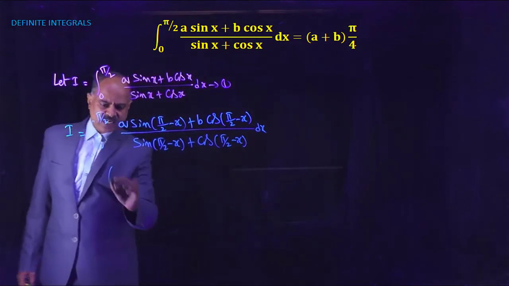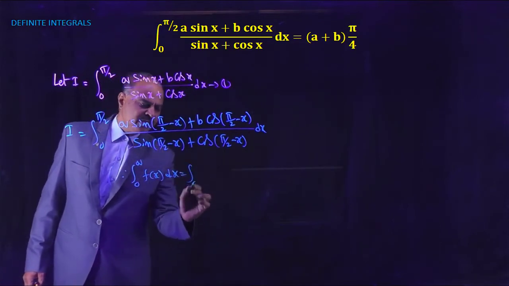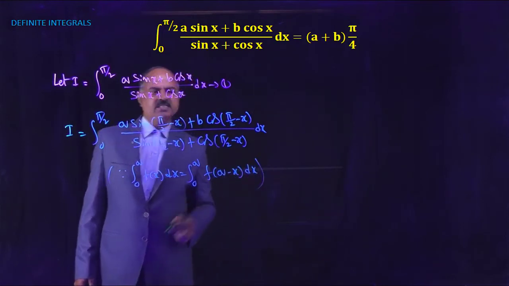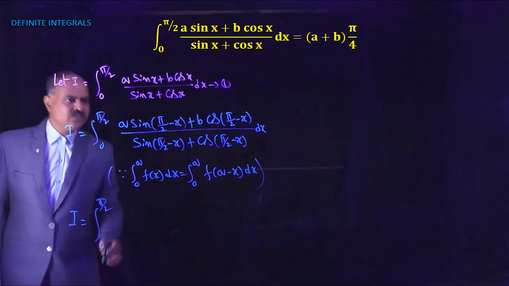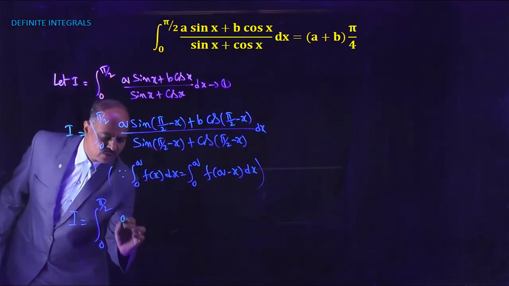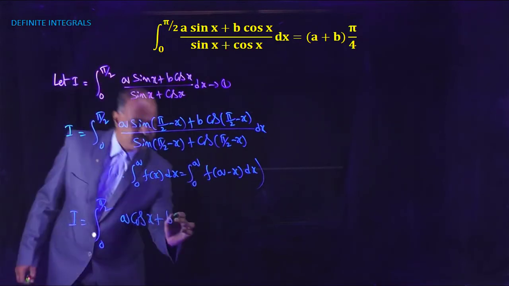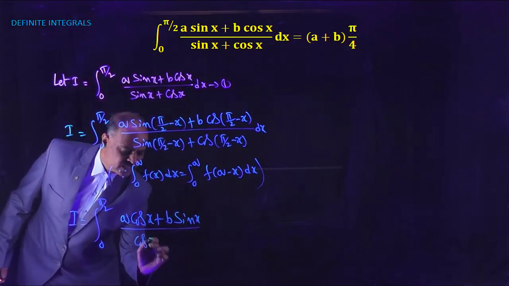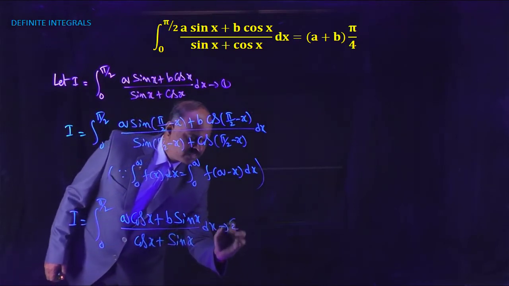Now I equals integral 0 to pi by 2 of a into sin of (pi by 2 minus x), which is cos x, so that is a cos x, plus b into cos of (pi by 2 minus x), that is sin x, divided by sin of (pi by 2 minus x), that is cos x, plus cos of (pi by 2 minus x), that is sin x, dx. This is equation number 2.